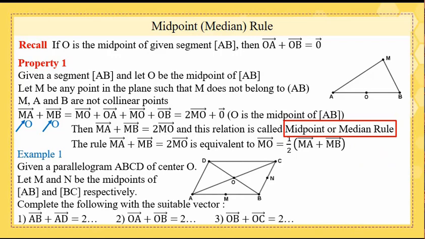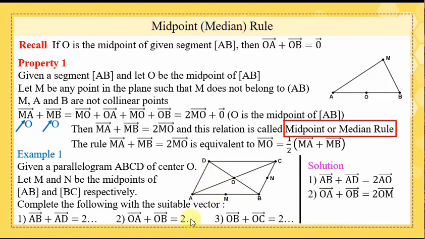Example. ABCD is a parallelogram of center O. M and N are the midpoints of AB and BC respectively. Complete the following with a suitable vector. The first one, AB vector plus AD vector. Here is AB vector, here is AD vector. According to the midpoint rule, AB vector plus AD vector is equal to 2AO vector.